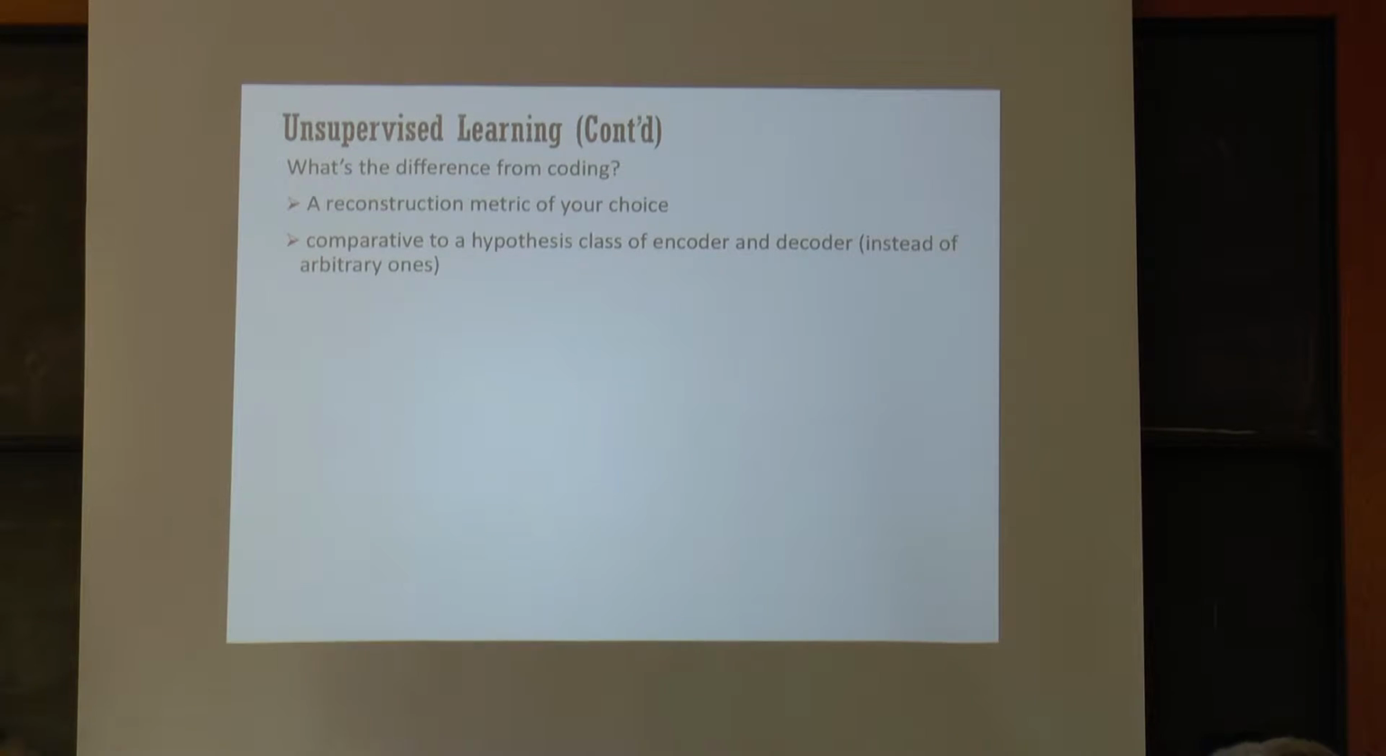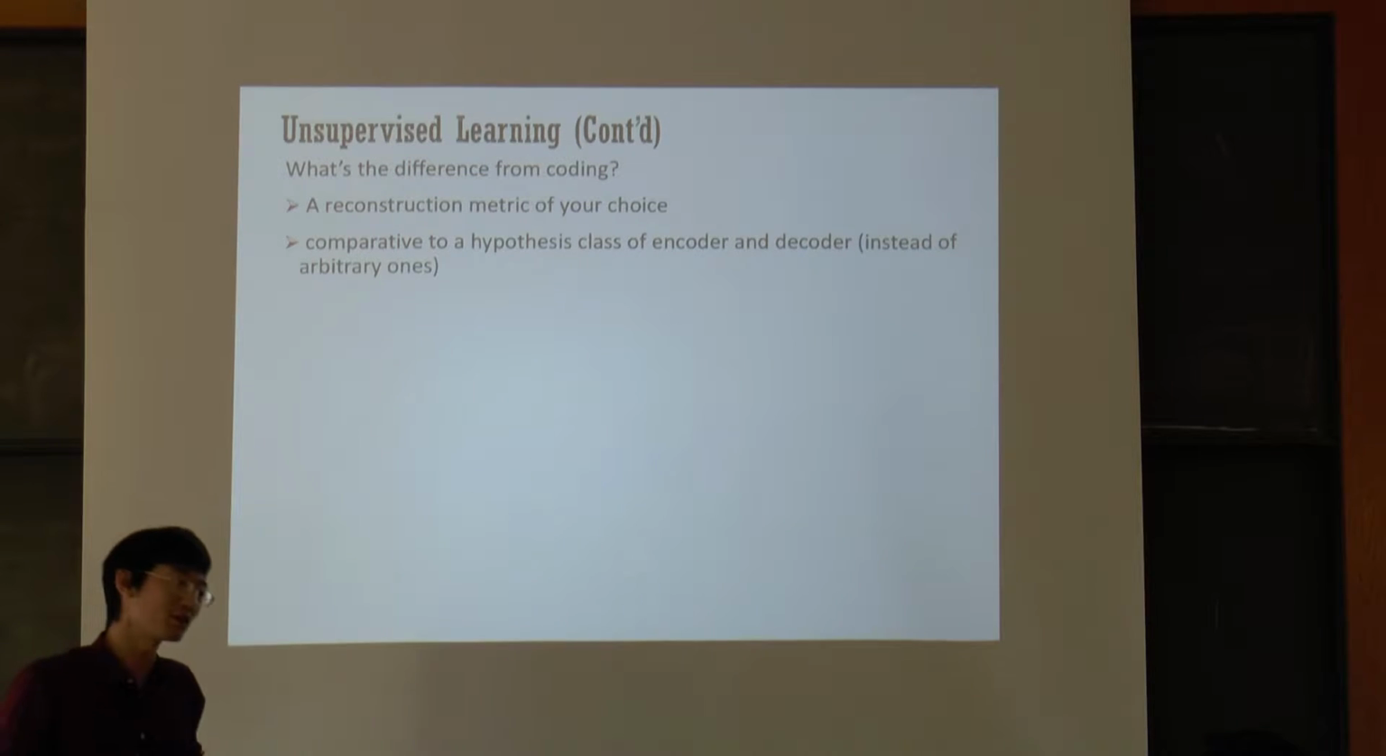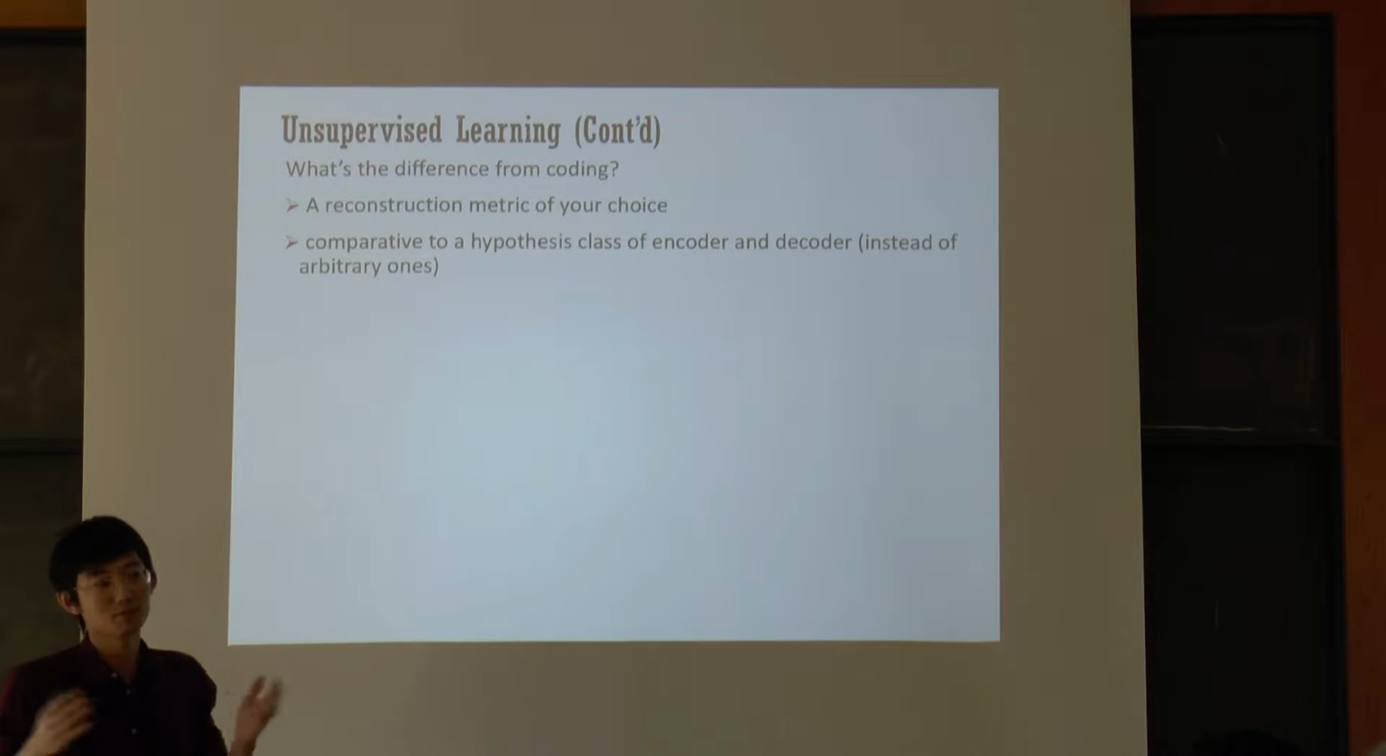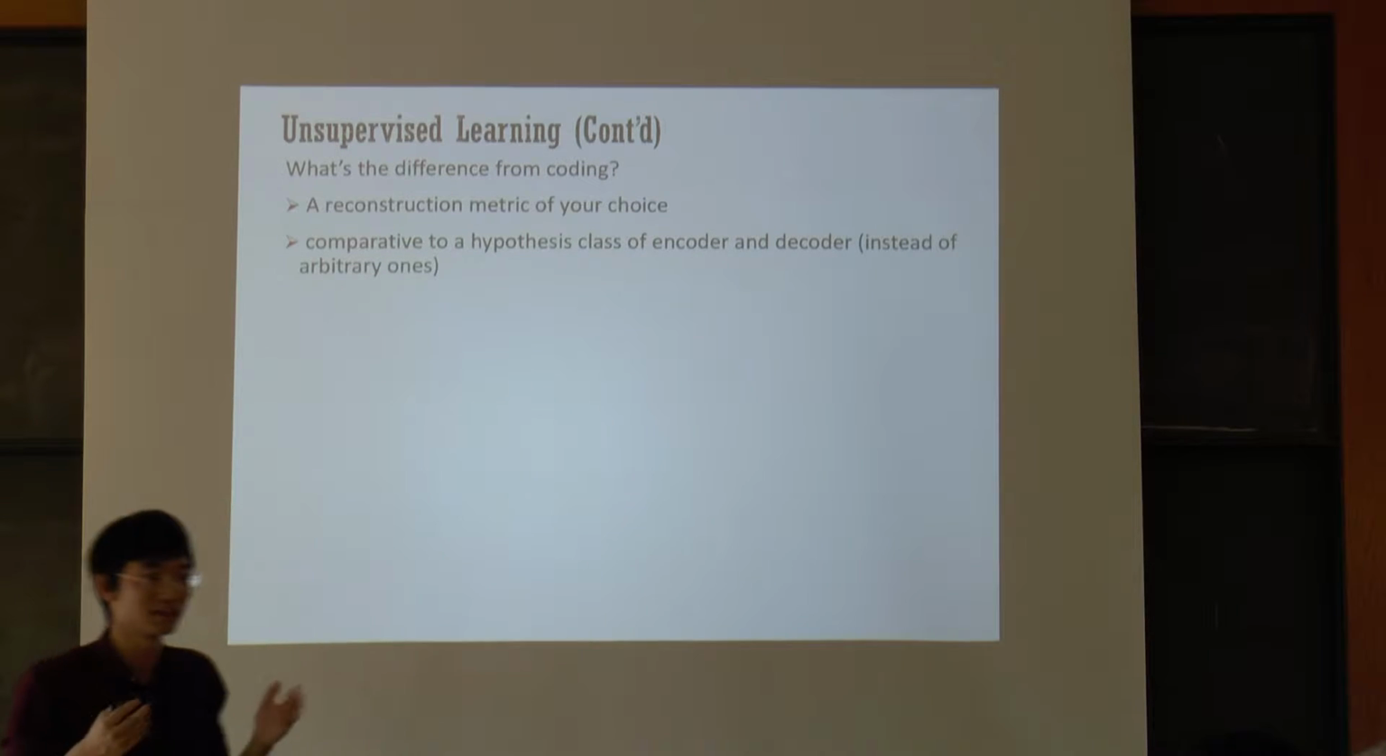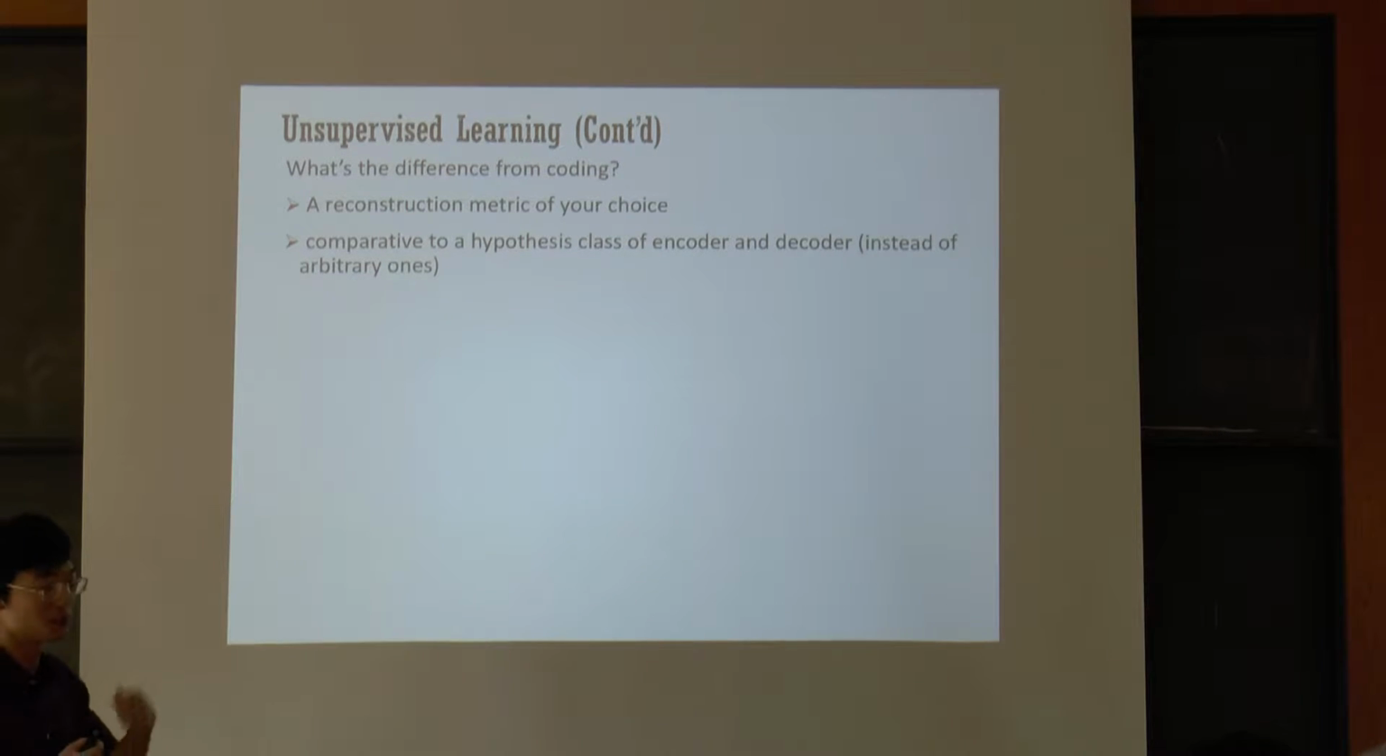What's the difference from coding theory or information theory? First of all, we have a reconstruction metric of your choice. You can choose L2 or L1. It doesn't have to be, for example, entropy, and you don't really want to reconstruct every bit of the original data. This could be lossy. You are allowed to lose some information that is not useful, and this is characterized by the choice of the metric. If you choose some metric, then it's more likely that you can maintain some kind of information. If you choose another metric, maybe you're going to maintain some other kind of information.